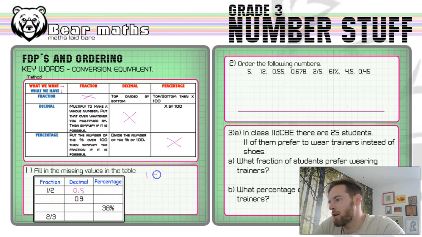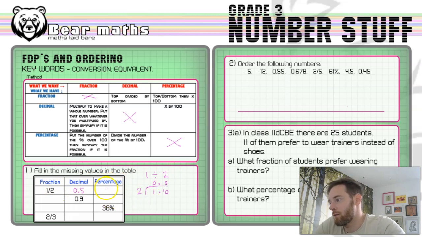We do 1 divided by 2 using the bus stop. 2 fits into 1, no times, decimal place goes in, carry that 1 over, put it next to this placeholder 0, and then 2 goes into 10 5 times. That's how we get 0.5 as a terminating decimal. Done. Happy days.